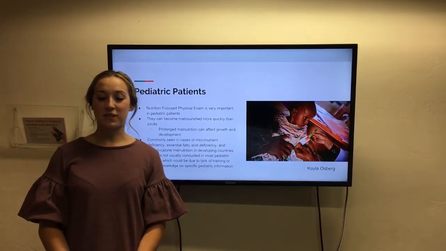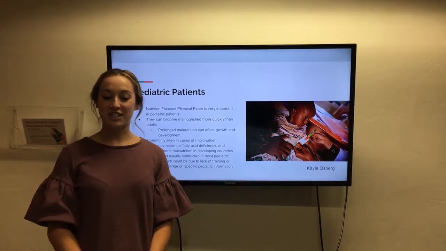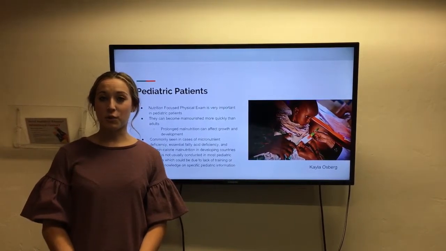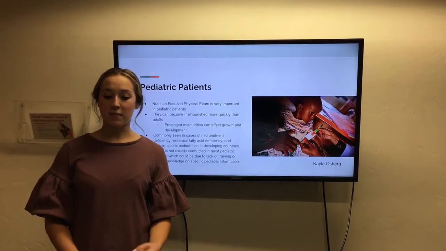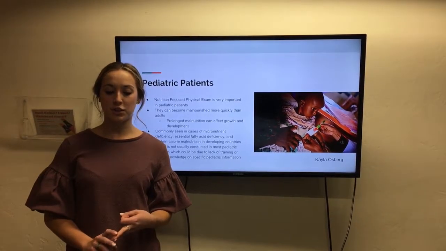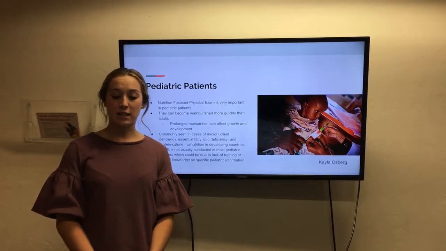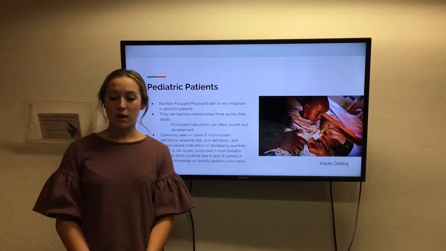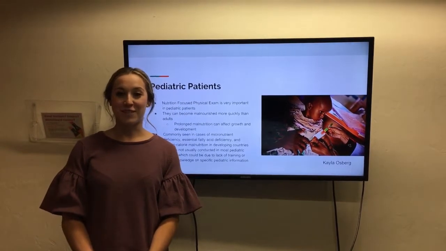Physical exams are also very important in kids because they can become malnourished more quickly than adults. Prolonged malnutrition can affect their growth and development. In developing countries, it's commonly seen in cases of micronutrient deficiency, essential fatty acid deficiency, and protein-calorie malnutrition. However, these physical exams are not usually conducted in pediatric facilities due to the lack of training or knowledge on specific kid information. However, Tanner will talk about more of the challenges.